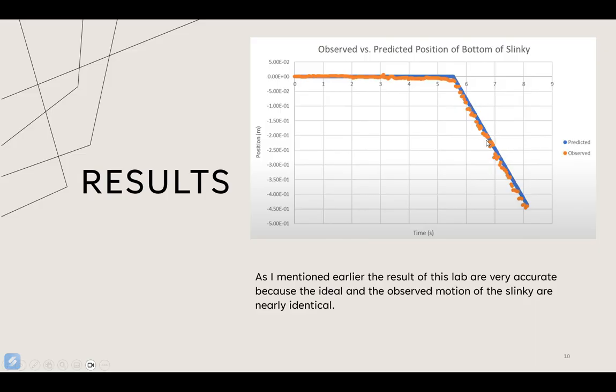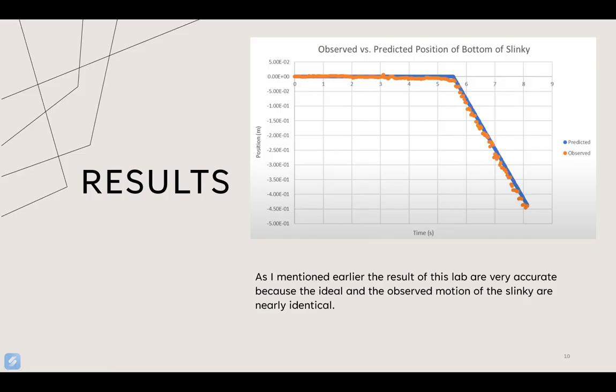As our results, the predicted is the blue, which is our code, and the observed is orange. You can see it's almost identical. There are spots after about 3 seconds where it gets a little off, but it shows the exact same trend, and it really boils down to human error and slight differences in results.